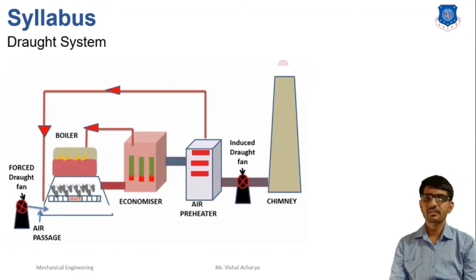In a draught system, we require some pressure difference in a boiler for entering the atmospheric air and outgoing the hot gases from the boiler setting. Here we will discuss some artificial draught systems and the natural draught system for boilers.